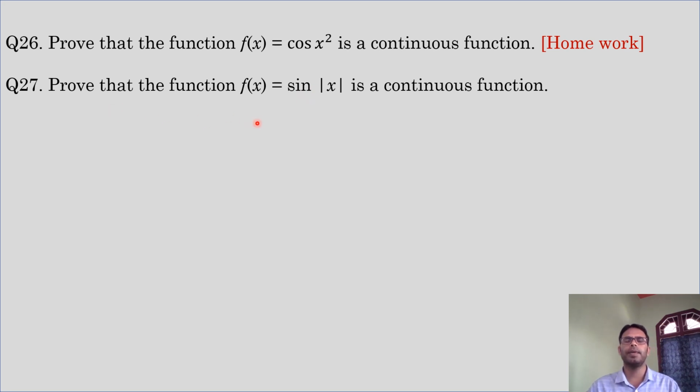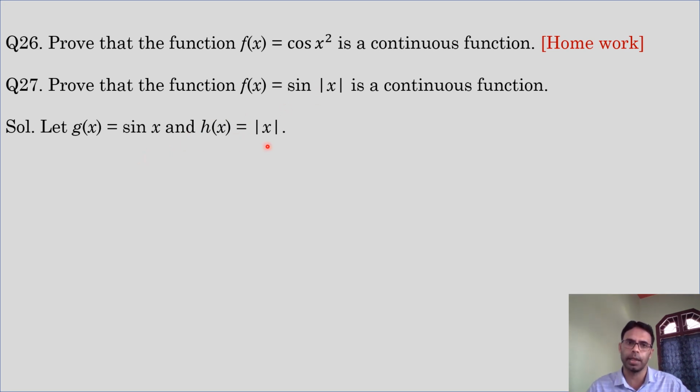Prove that f(x) equal to sine of mod x is a continuous function. Again, this is a composition. The first function is sine. In the primary definition of the sine function, it is not sine mod x, it is sine x. So one function is sine x, and the second function is mod x. So we write two functions, h(x) and g(x). Let g(x) be sine x, and h(x) be mod x. Now you see this f(x) is actually the composition of g and h.